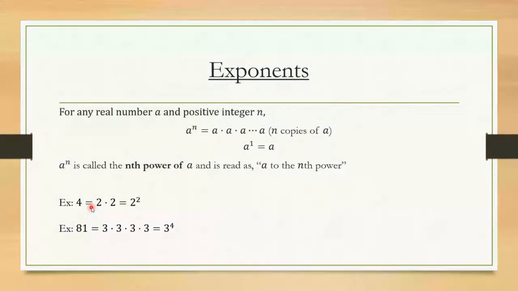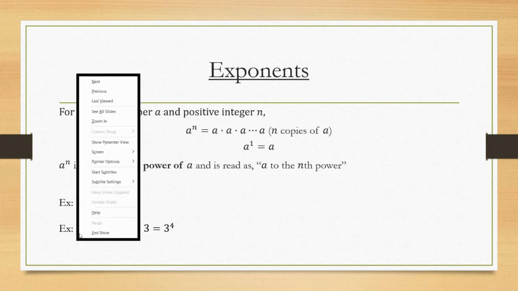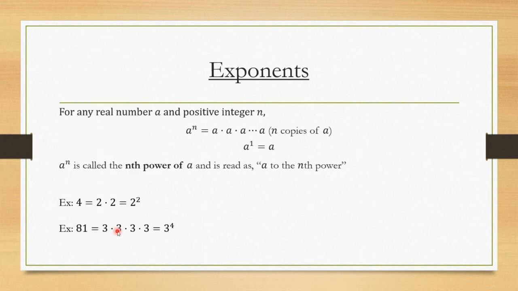And I threw in some examples here. Again, this section I'm treating as review, so I am going a little bit quicker than I will with the other sections in the course, and I'm also doing fewer examples. 4 is 2 times 2, which is 2 squared. 81 is 3 times 3 times 3 times 3, which is 3 to the 4th, right? 4 copies of 3, we're multiplying them. That's what we're doing here.